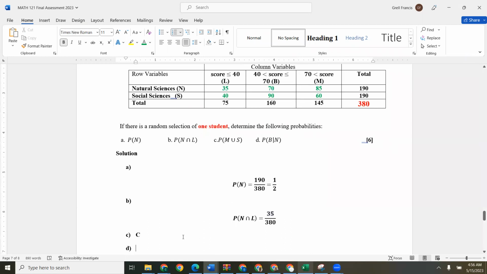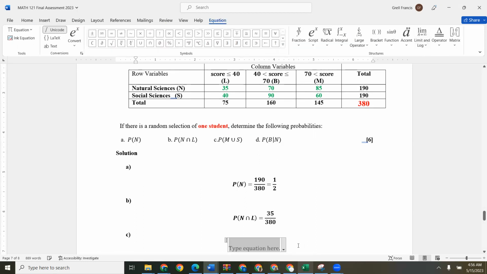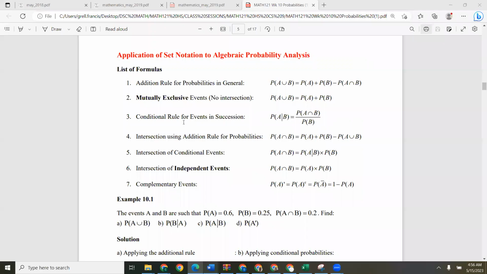So now we're going to answer, what is the probability that the student scored more than 70 or is from the social sciences? For this question, we've got to use the addition rule for probability analysis. Let's take a look at it. The addition rule for probabilities in general states that the probability of A or B, or A union B, is equal to P of A plus P of B minus P of A intersect B. So this is the formula we are going to apply.